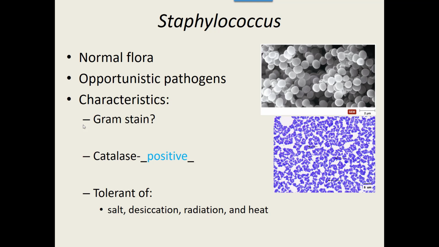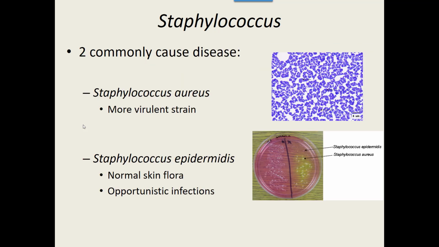They are catalase positive. They have the enzyme catalase, which means when we add hydrogen peroxide, catalase will break apart the hydrogen peroxide into water and oxygen, and you'll see bubbles indicating that the enzyme is there. These bacteria are also very tolerant of salt, so they will grow on a mannitol salt plate because they don't care about a high concentration of salt. They're also tolerant of desiccation, drying out, radiation, and heat, which allows them to survive on environmental surfaces for long periods of time. Now, two commonly cause disease, one more than the other: Staphylococcus aureus and Staphylococcus epidermidis.